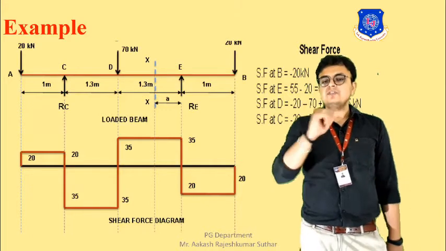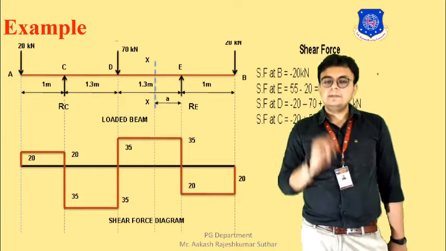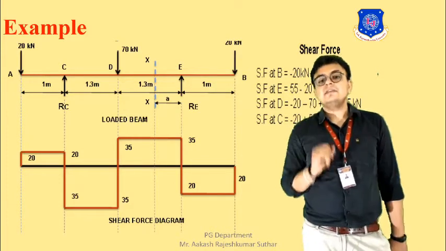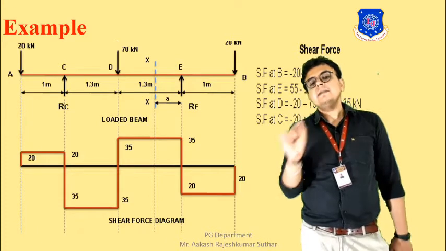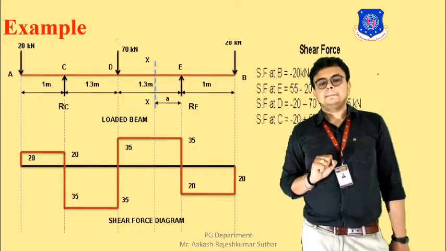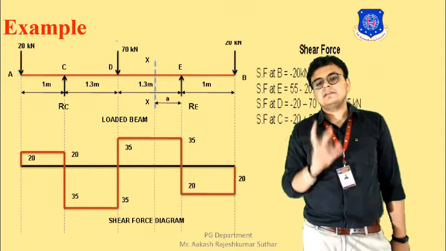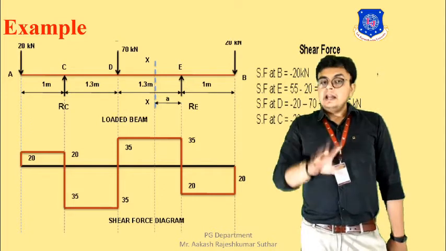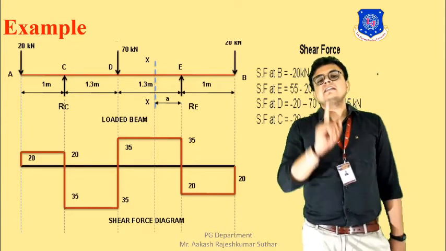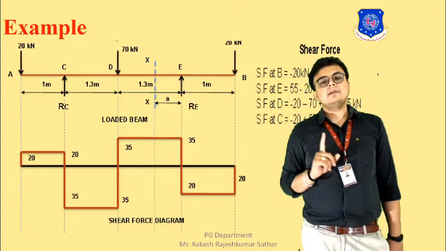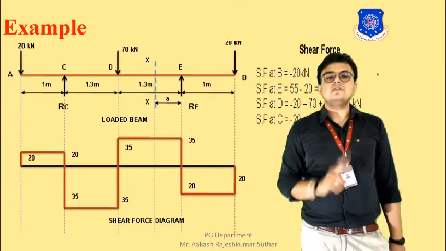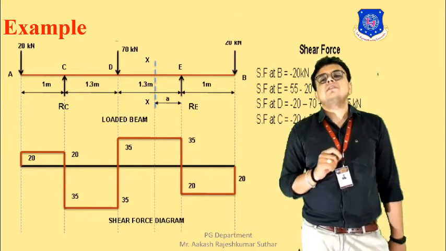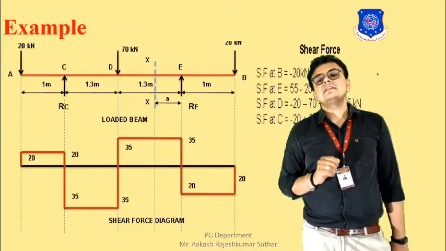Okay. Shear force at D will be equal to minus 20 minus 70, means in span AB there are 2 loadings, okay, that is 20 and 70, and both are in downward direction, so they are termed as negative sign. And we have only one reaction, that is at C, okay, so it will be denoted by the positive sign. So ultimately, the shear force at D will be equal to minus 20 minus 70 plus 55, and that will be equal to minus 35.